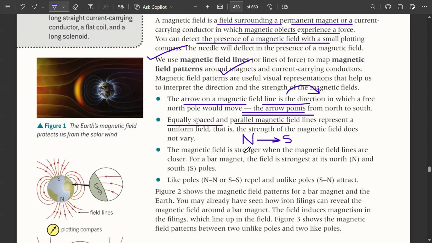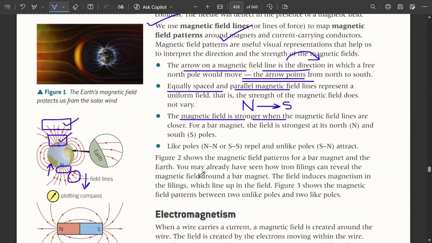And where will the magnetic field be stronger? Because this is the poles. Yes, closer to the poles and where the lines are closer together as well. Got it? You can see that the lines are more closer in this area versus this area. Clear? This is where the magnetic field will be stronger versus this area where the field lines have a lot of gaps between them as well. Clear? Yeah. Like poles always repel each other and unlike poles always attract each other.